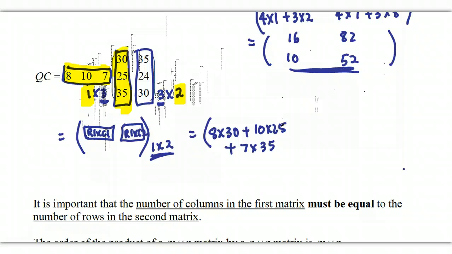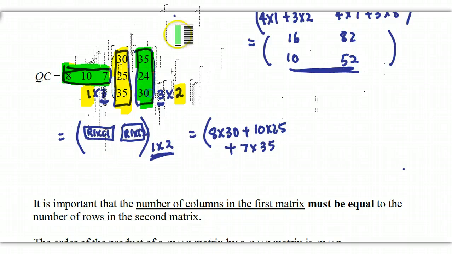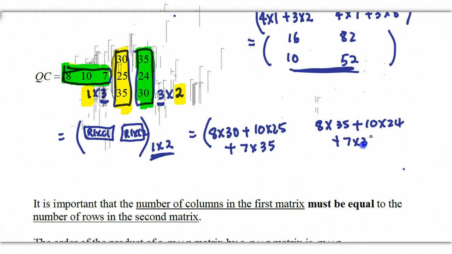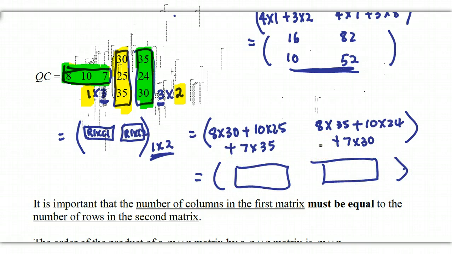And for the second element, let me just use a different color. You will take the first row times the second column, and if you take the first row times the second column using each element, you will get 8 times 35 plus 10 times 24 plus 7 times 30. I will leave you to use your calculator to work out what the final two values are. But what is more important are the steps that are involved.